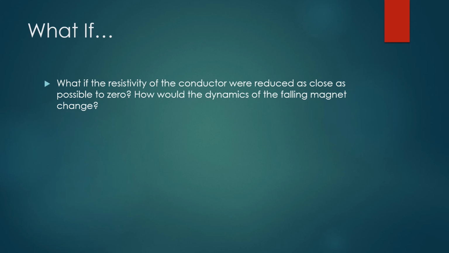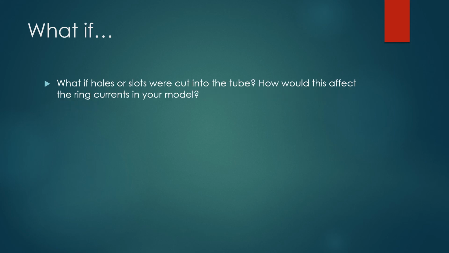For the first what-if question, what if the resistivity of the conductor were reduced as close as possible to 0? How would the dynamics of the falling magnet change? The braking force increases to a point where it balances the gravitational force and prevents the magnet from falling through the tube altogether. For the second what-if question, what if holes or slots were cut into the tube?